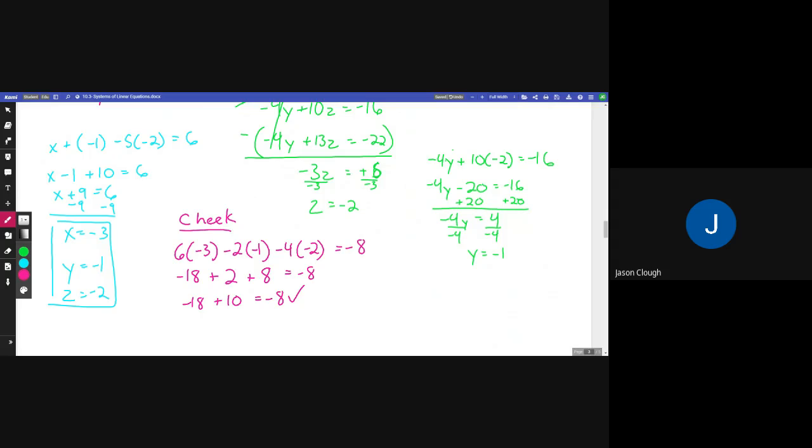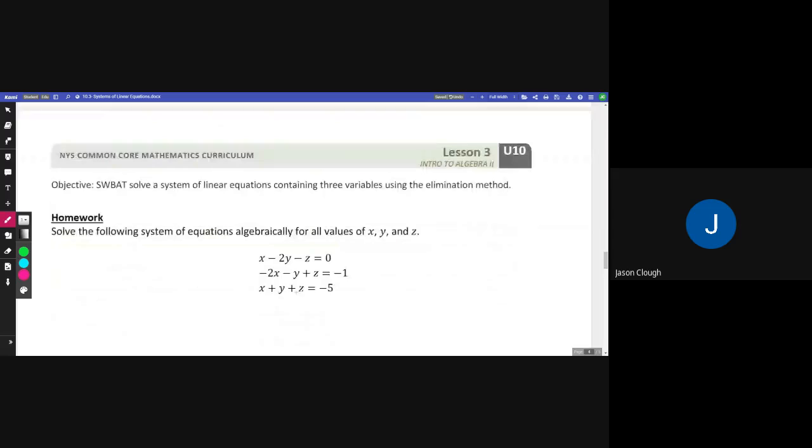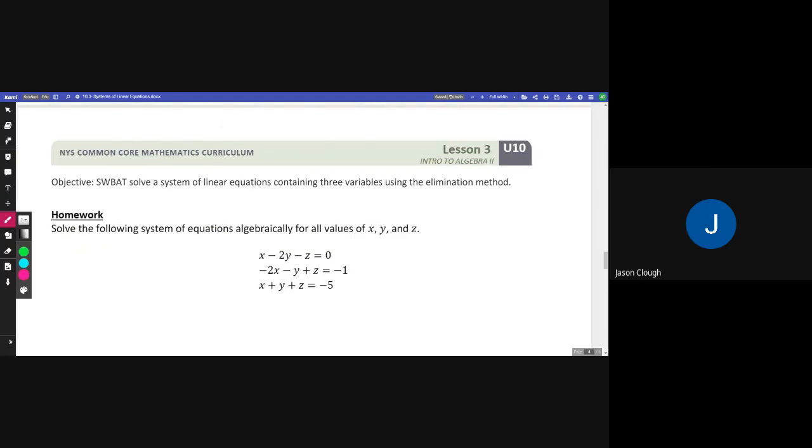So once again, do the same thing for the homework. Let me look at it real quick. Yeah, so this one's actually going to be a fairly easy set. So you can practice this yourself. There's not going to be anything crazy with it.